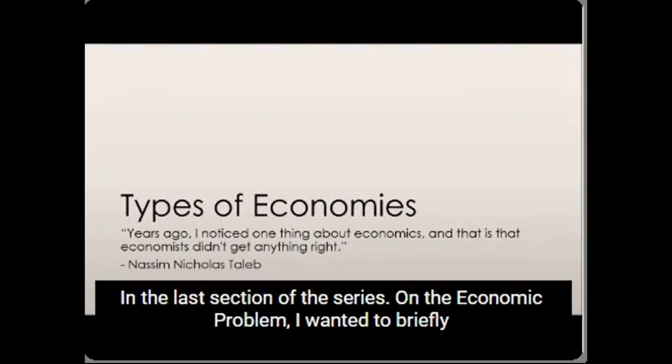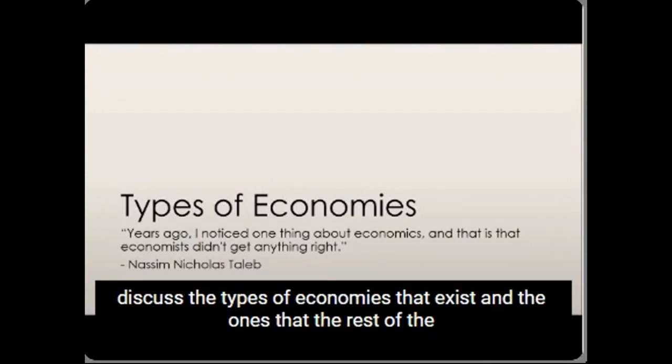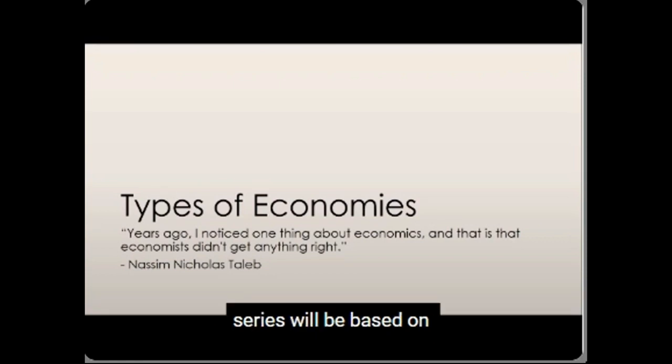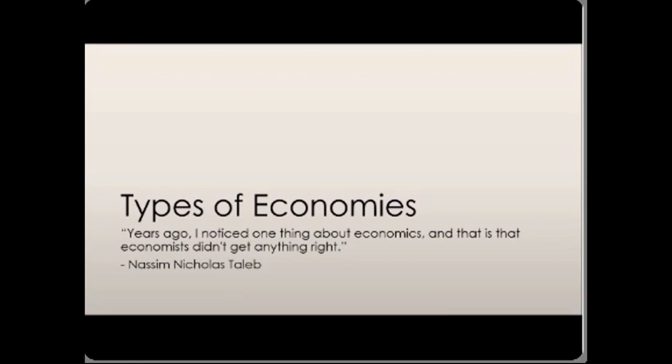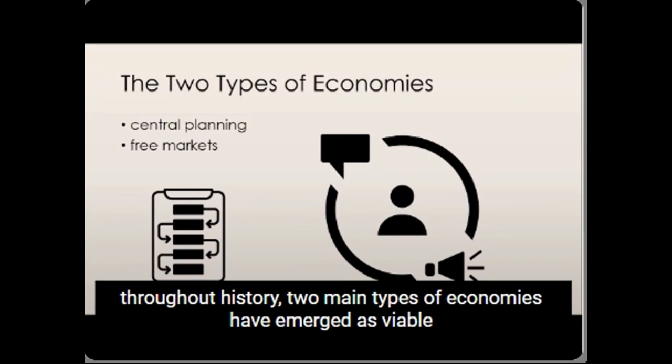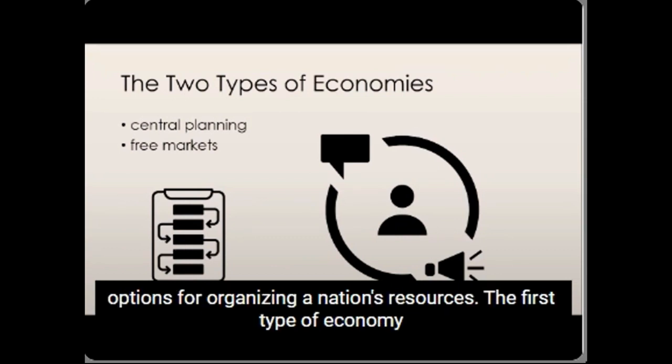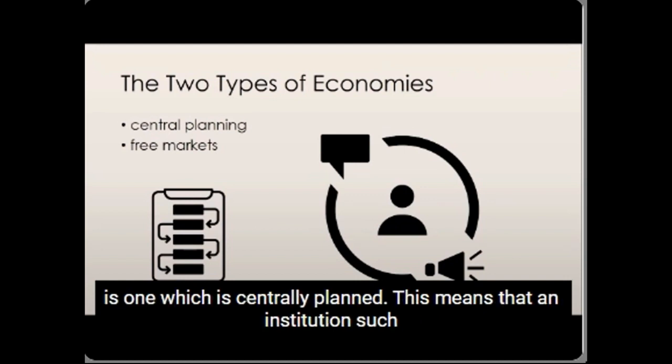In the last section of the series on the economic problem, I wanted to briefly discuss the types of economies that exist and the ones that the rest of the series will be based on. Throughout history, two main types of economies have emerged as viable options for organizing a nation's resources. The first type of economy is one which is centrally planned.